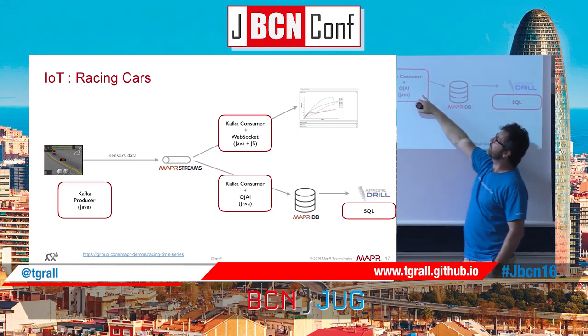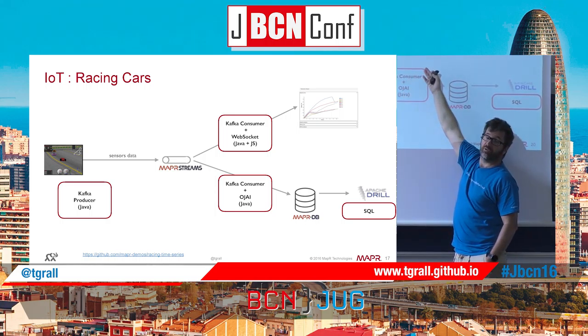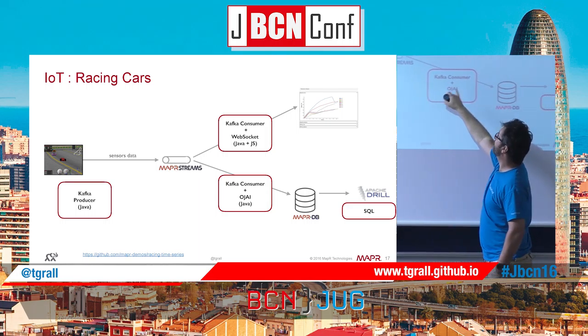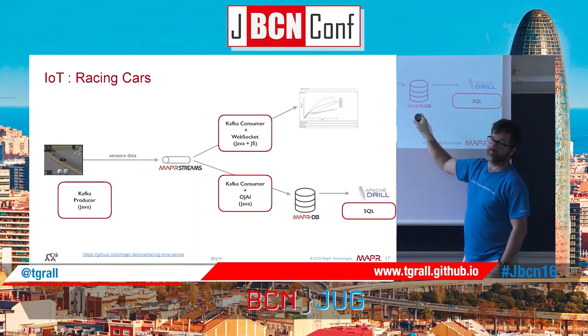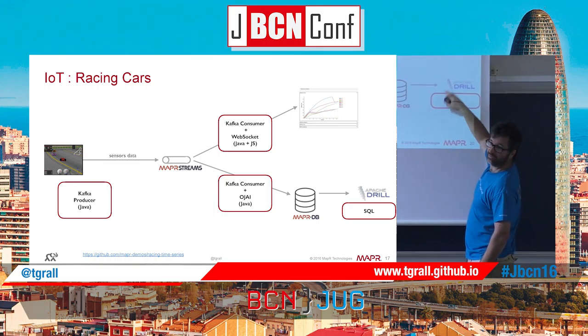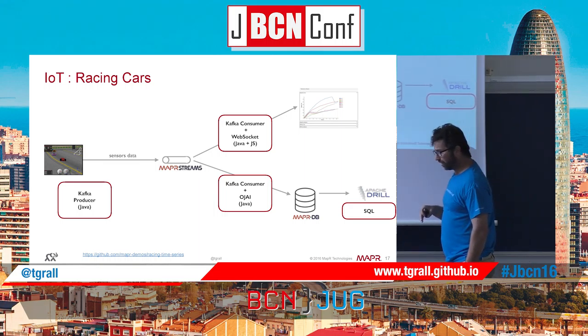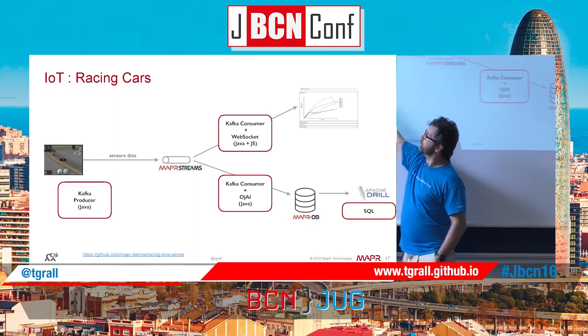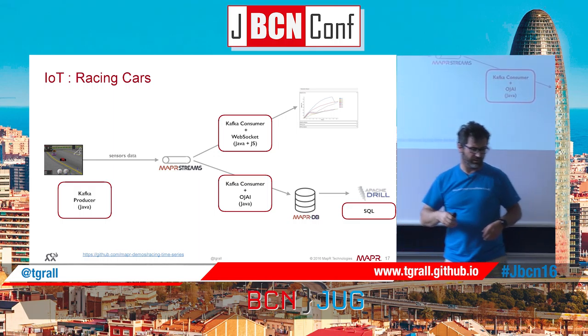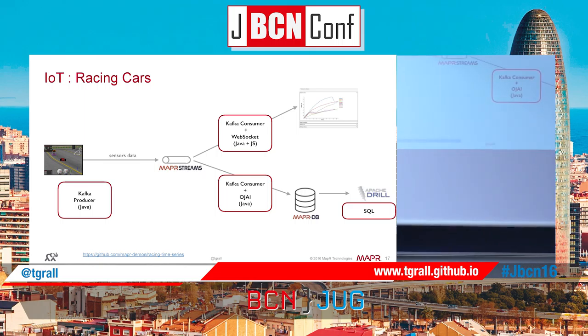The batch layer is using another Kafka consumer, but using exactly the same data that you receive from the cars to save them into a database. And then when it's inside the database, I can build an application, I can use analytic tools, I can use many, many things.